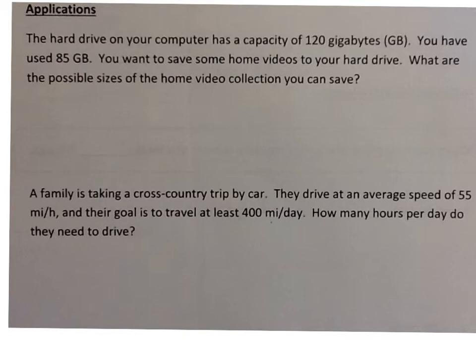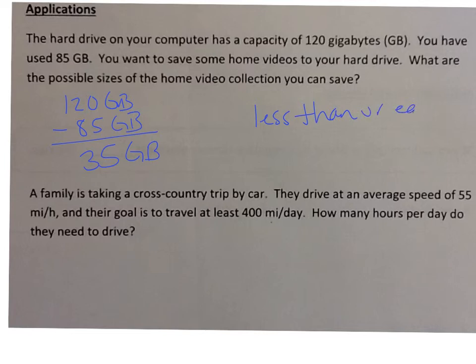Well, first of all, we want to figure out how much we have left in our capacity. So if we start with 120 gigabytes and subtract off the 85 gigabytes that we've already used, we end up with 35 gigabytes left. But that solution is not just 35 gigabytes. The home videos that we could still use and save on our hard drive has to be less than or equal to 35 gigabytes. So the memory is less than or equal to 35.